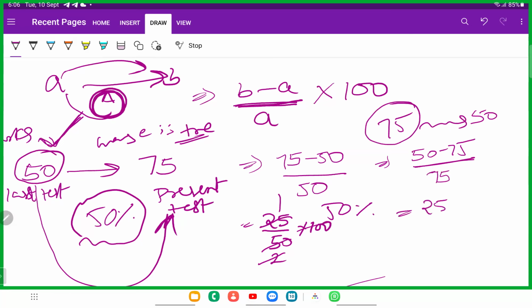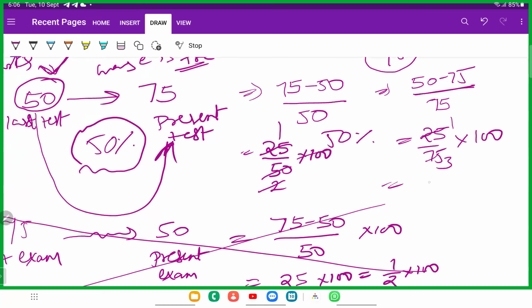So 25 by 75 into 100. That would be equal to 25 ones are 25, 25 threes are 75. So that would be equal to 33, and this will be minus. So minus 33 1/3. You can write 100 by 3 as 33 1/3 percentage. You can also mention this as minus 33 1/3 percentage. You got it? So the reduced percentage here is minus 33 1/3 percentage.